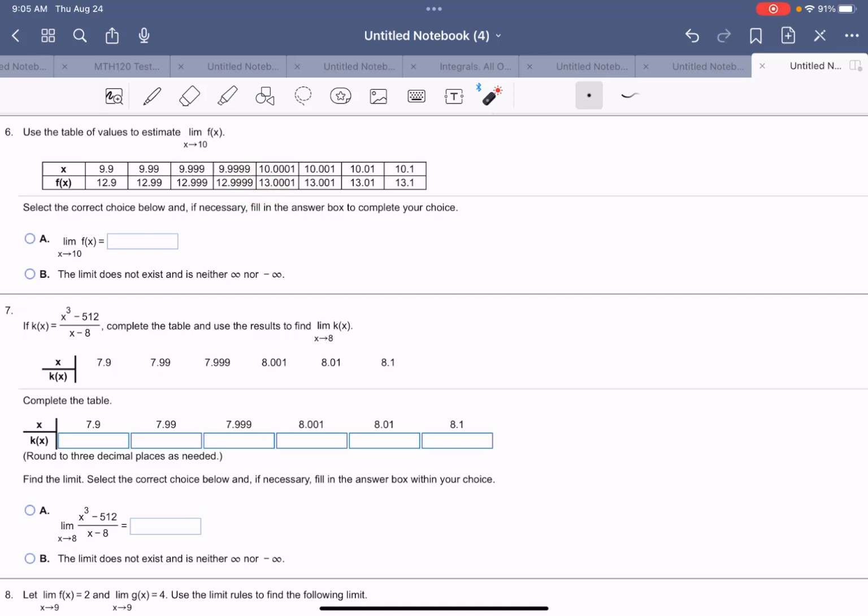We add another 9 on the end of this and another 0 in here. We're going to get closer and closer to 13. So the limit as x approaches 10 of f of x would be 13.